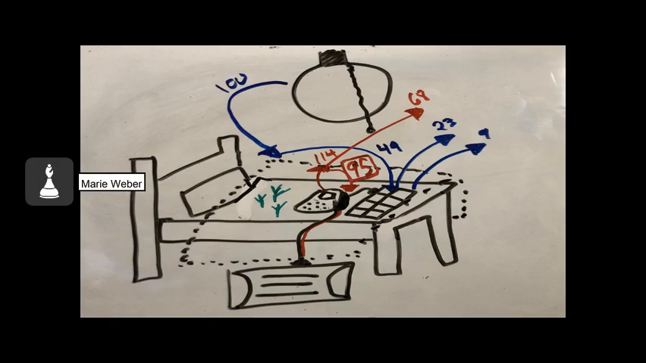So let us imagine the Earth as a sort of bed with a space heater connected to a solar panel underneath a translucent blanket. Above the bed is a light, and the light represents the sun. The green plants represent all organisms on Earth.